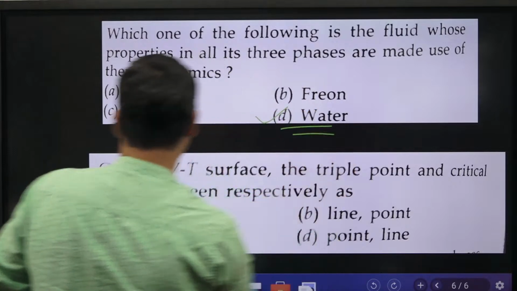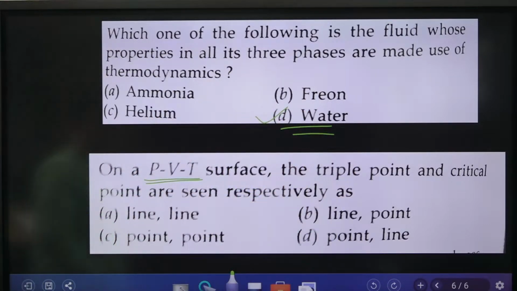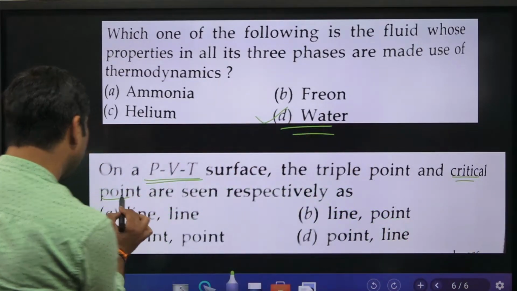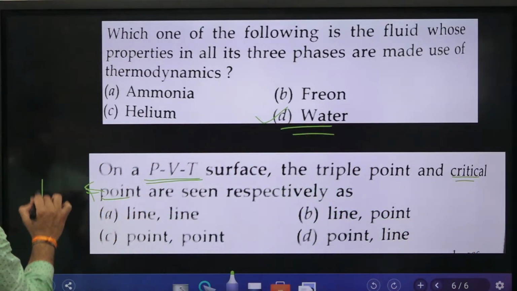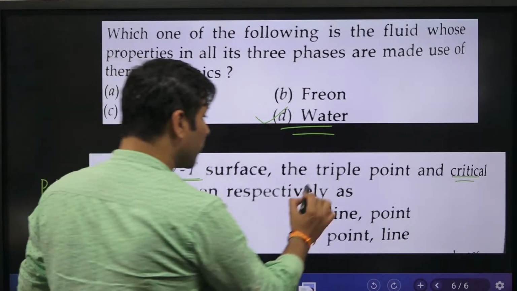Option D. Okay, on PVT surface, the triple point and critical point are seen respectively. The triple point and critical point. अब critical point क्या होता है guys? PVT surface पे critical point क्या होता है? ये point ही होता है. Critical point is a point. Triple point क्या होता है guys?